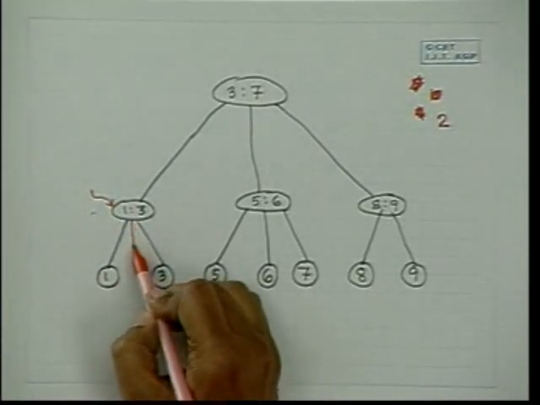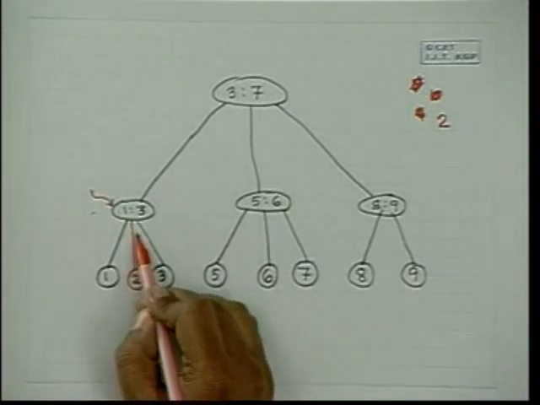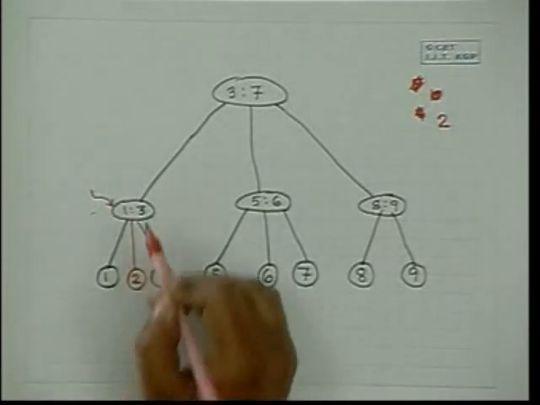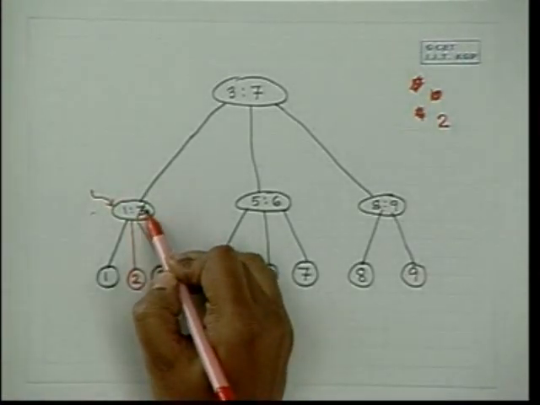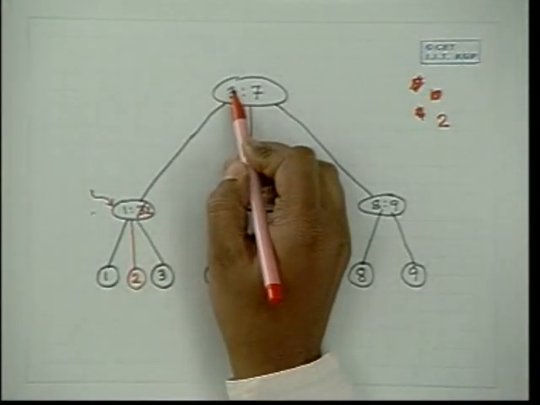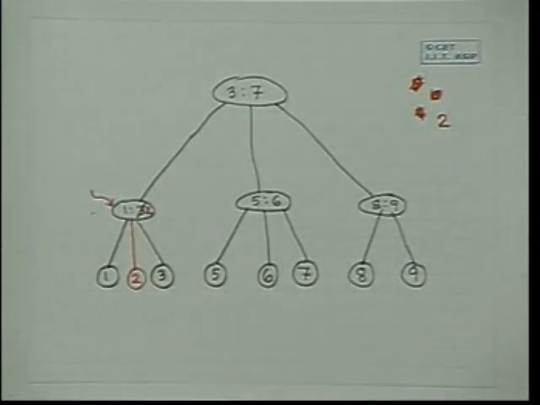So what would you do? You would place 2 here, make this the middle and make this the right. Anything else? Update this value, go up and see if this value needs to be updated. Here this value does not need to be updated. Okay. So this is what will happen after insertion of 2.